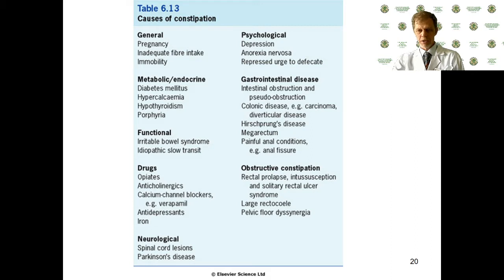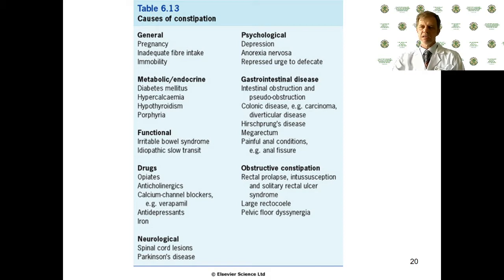It may be functional, for example, due to irritable bowel syndrome. It may be due to some drugs, for example, opiates or antidepressants. They can induce constipation. It may be neurological, for example, due to lesion of spinal cord. It may be psychological due to depression, for example. Or it may be gastrointestinal disorders which lead to constipation. For example, colonic disease, rectum, or some other disorders.